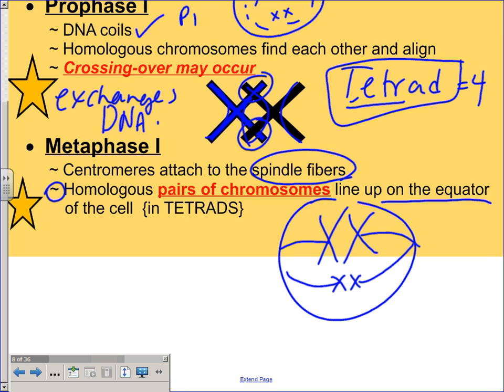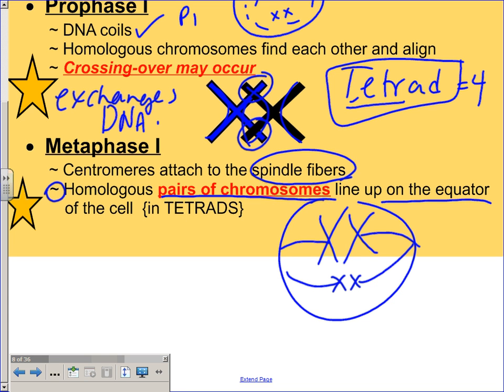Spindle fibers. Okay. So you've got your spindle fibers drawn in there as well. You with me? Can I go on? Okay, so they line up in their pairs, and that's really important. Write down this information as you're drawing the pictures.